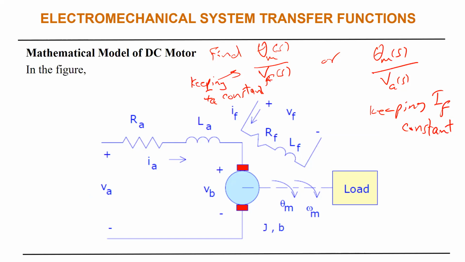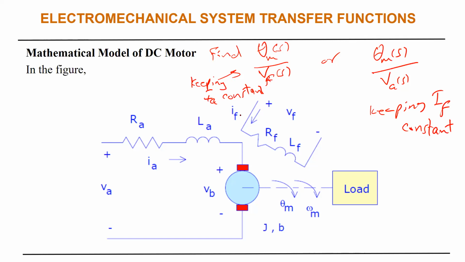Yes, Doctor. Is IA the current induced only by VA or the total by VF and VA? Wouldn't this be like a transformer, in that VF will create a current that will go through the loop of VA? No, it is not. No, not a transformer. Not at all.